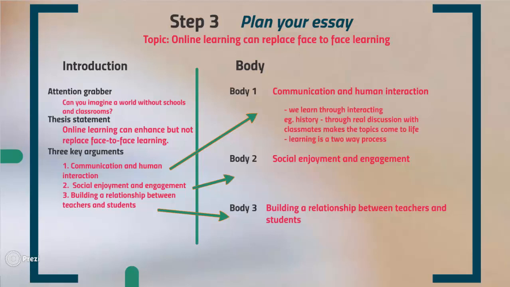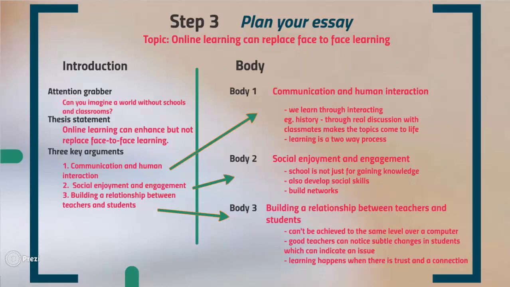So, for body 1, communication and human interaction, we learn through interacting. For example, history. Through real discussion with classmates makes the topics come to life. And learning is a 2-way process. Body 2, social enjoyment and engagement. My evidence and examples are: school is not just for gaining knowledge. It also develops social skills and builds networks.